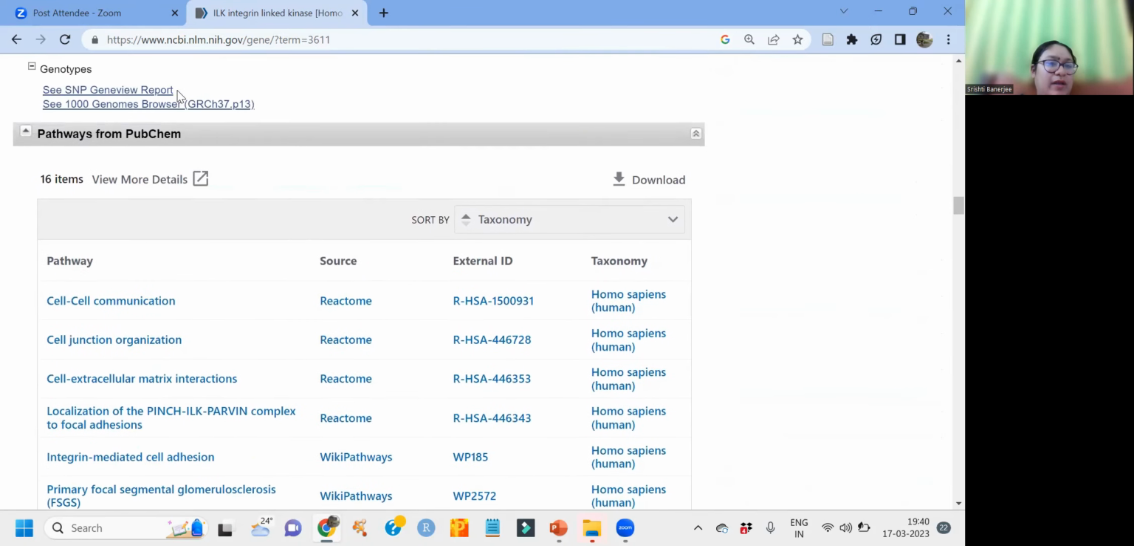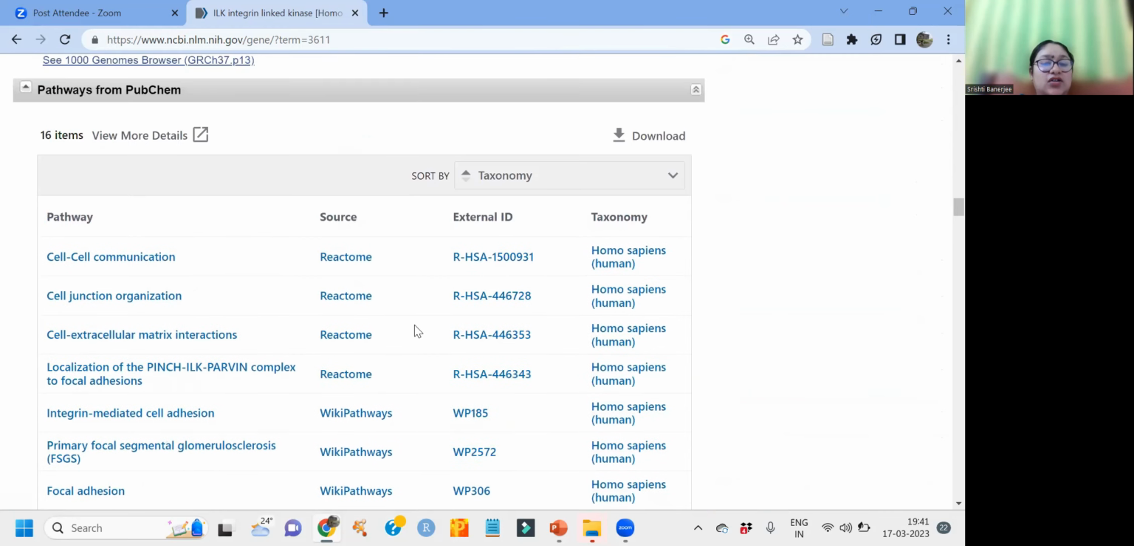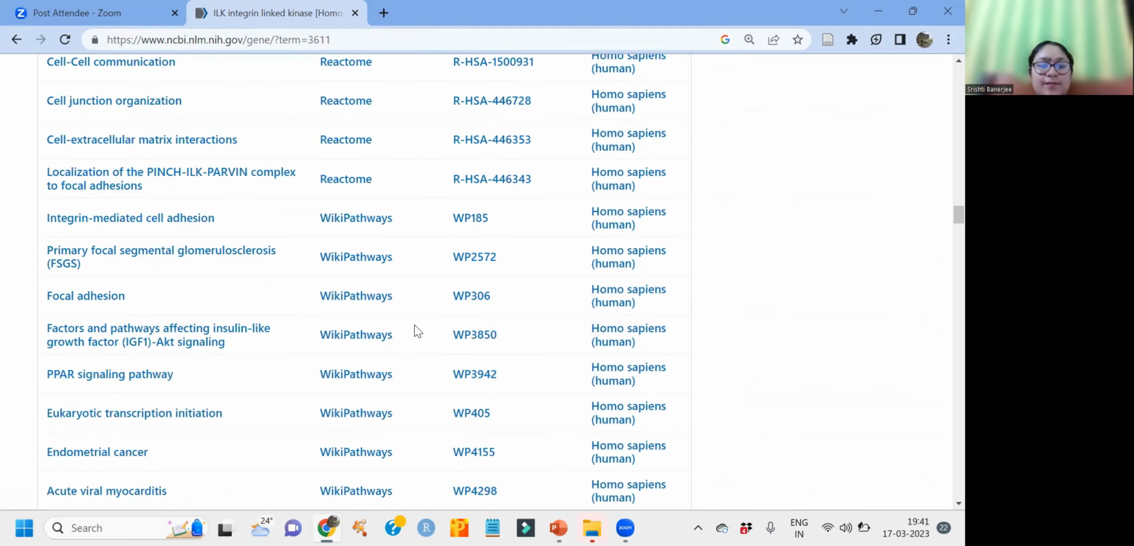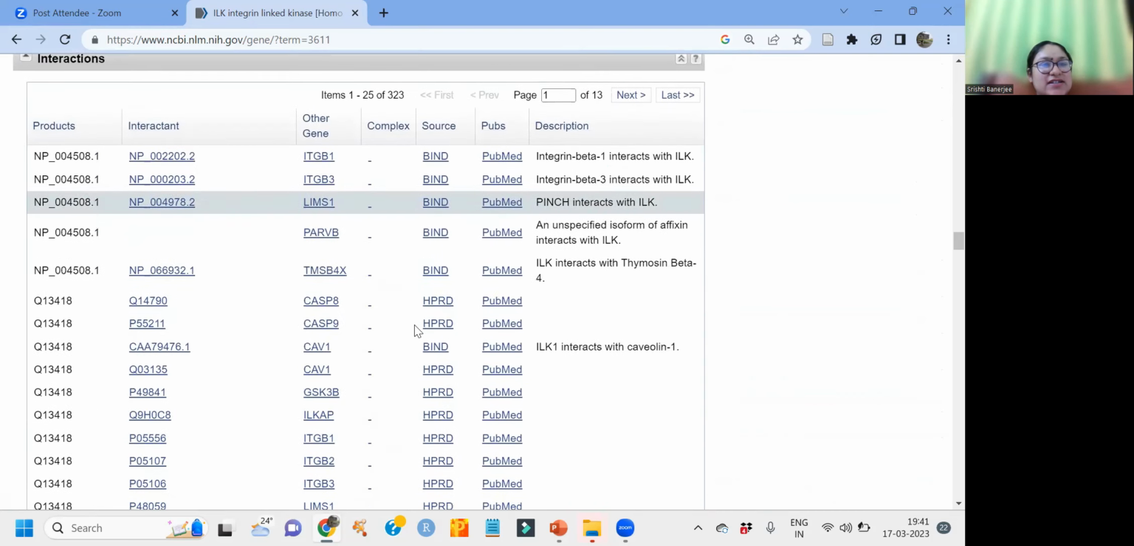The pathways from PubChem, which pathways this particular gene participates in, like the Reactome pathways or the KEGG. These are again databases which actually have the pathways, like every gene, which pathway it is and how it is connected to other pathways. I'm not going into details.